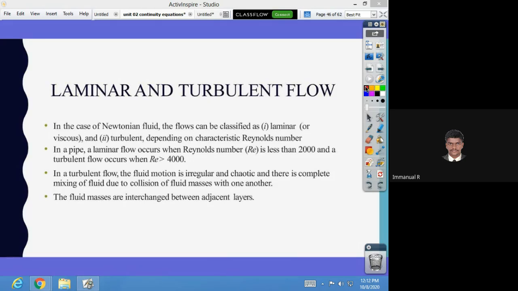First, in the case of Newtonian fluid, what are Newtonian fluids? Newtonian fluids are nothing but the fluids which follow Newton's law of viscosity. The flows can be classified as laminar or viscous, and turbulent flow, depending on the characteristics of Reynolds number in a pipe, which is very important. In a pipe, laminar flow occurs when Reynolds number is less than 2000, and turbulent flow occurs when Reynolds number is greater than 4000. In between 2000 and 4000, transition flow occurs.